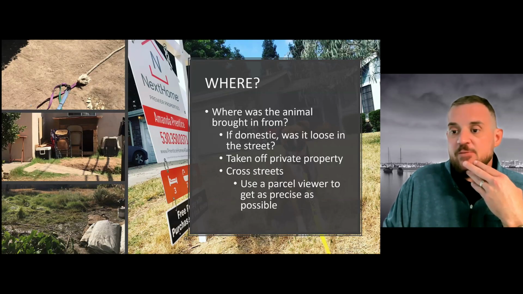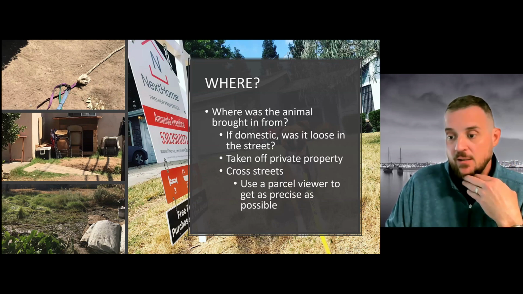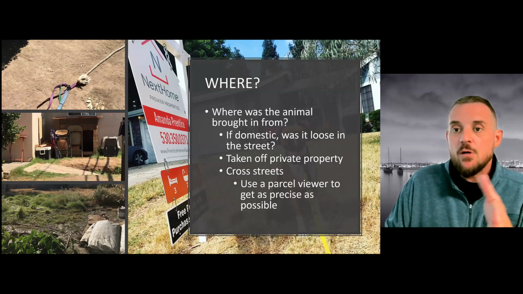You also want to be really specific on your wheres. Where was the animal brought in from? If it was a domestic animal, was it loose in the street? Was it taken off of a property? What were the cross streets? I talked about that a little bit earlier. You can also use Parcel Viewer or Google Earth.